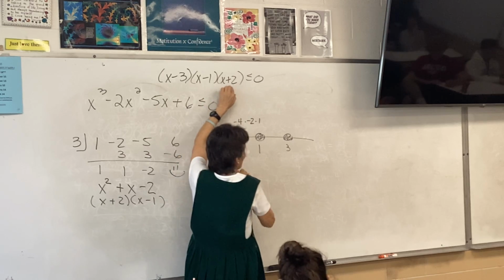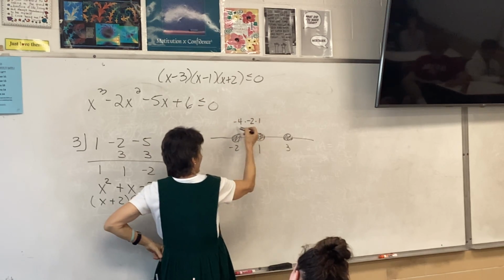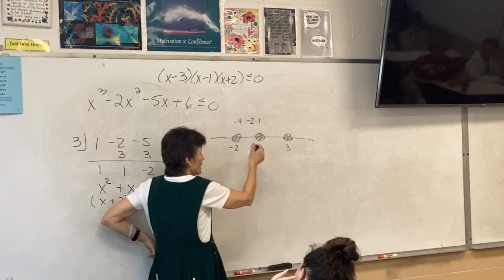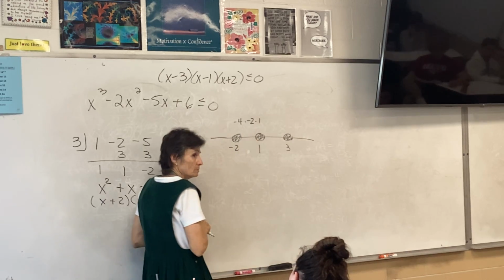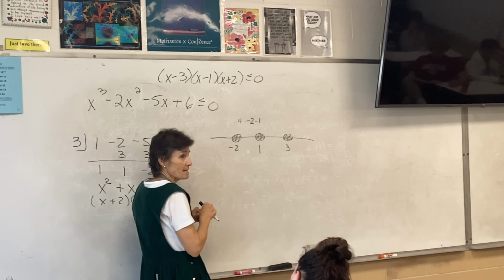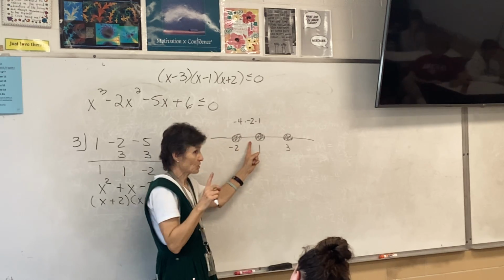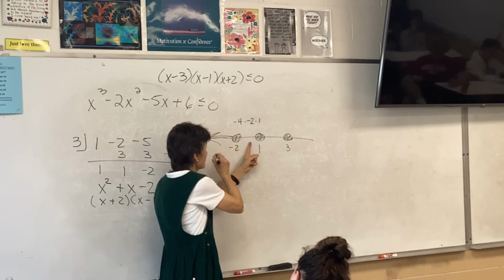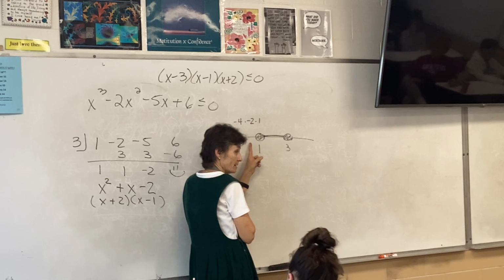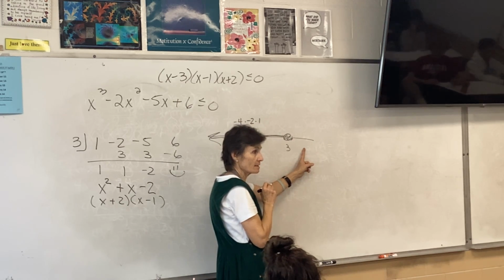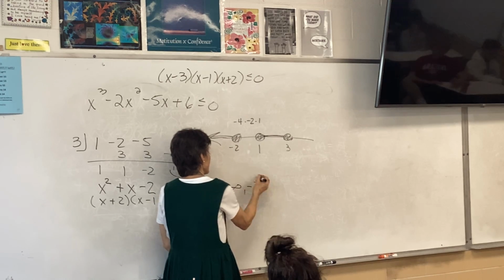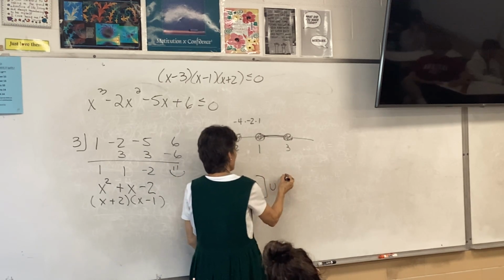-4, -2, and 1. What do you get when you multiply those? This is a -8. Multiply. What do you get? You get 8. Is 8 less than 0? No. So what does that mean? That means this is not shaded. Which means this one is, and this one is, and this one isn't. So my answer is -infinity to -2, or 1 to 3.